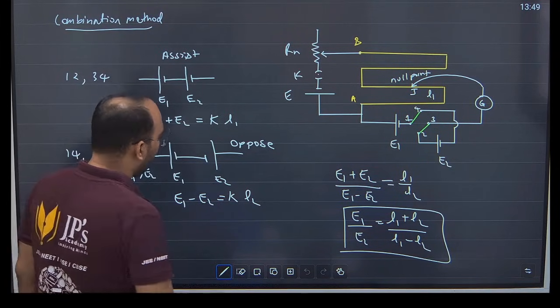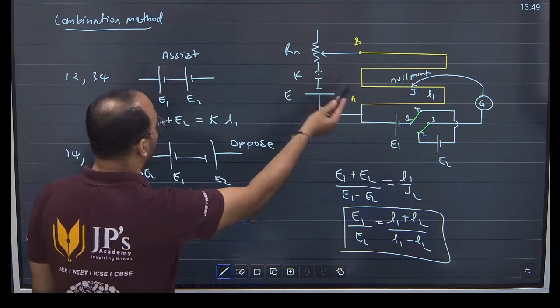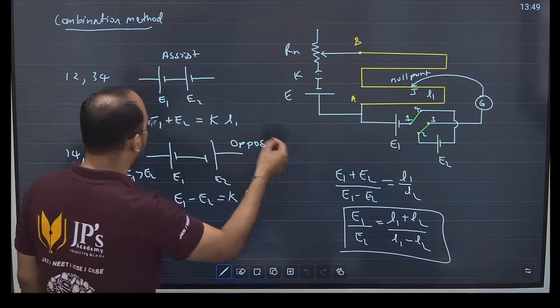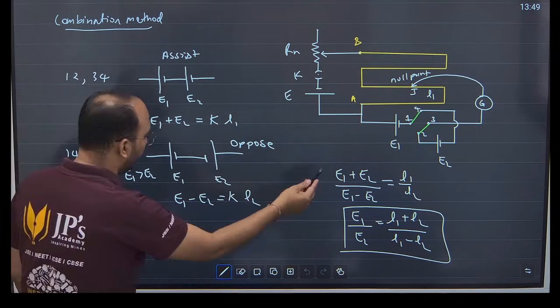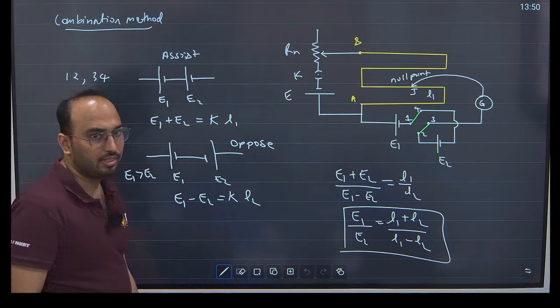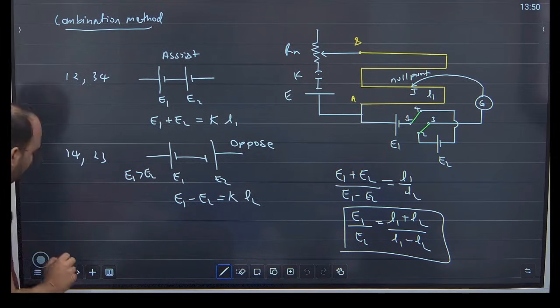Okay, if an experiment comes, describe it fully, draw the setup. Then describe the setup and talk about the connections, how we did it and how we found the balancing length, and then finally the ratio. Okay, you'll get full marks. Just add a storyline to it.